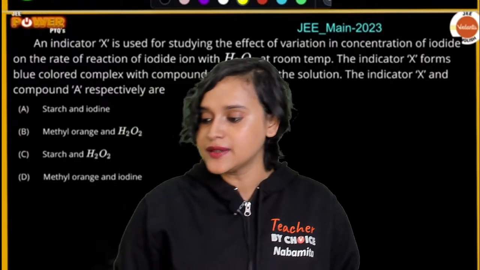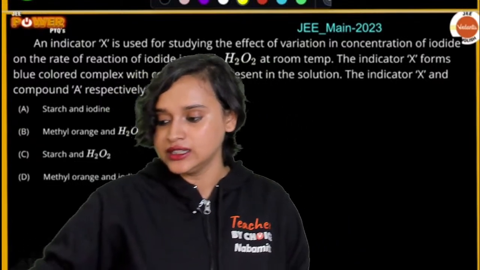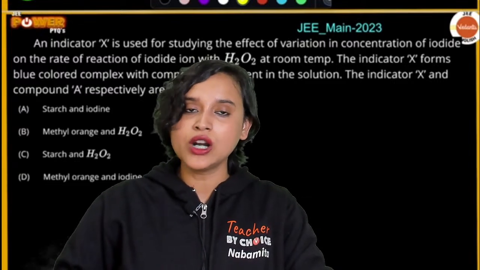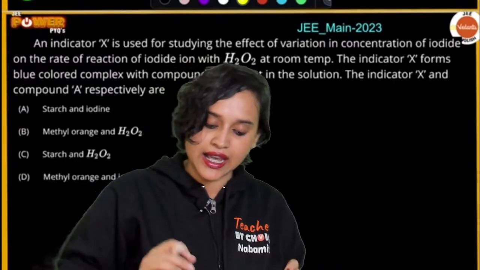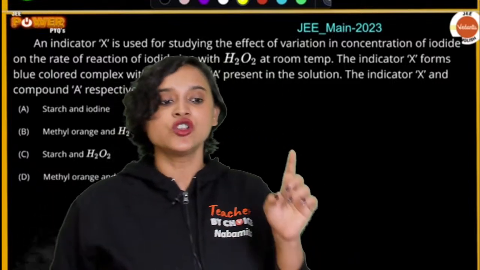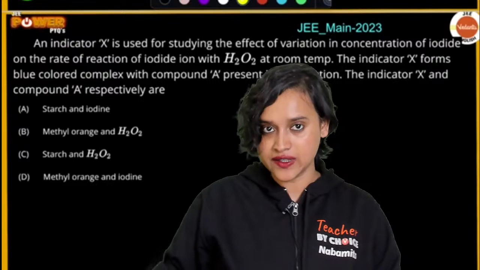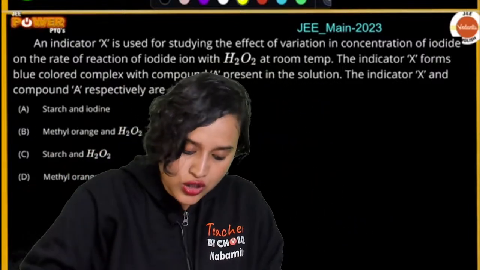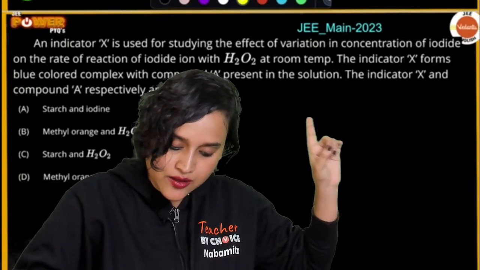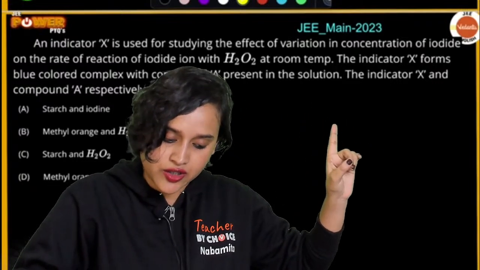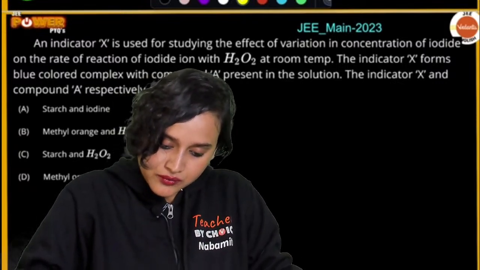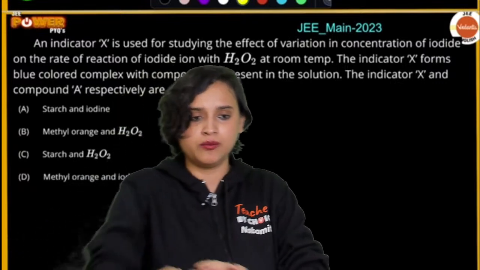Yes. So everybody, let us have a look at it. Now here what are they saying? They're saying that indicator X is used for studying the effect of variation in concentration of iodide. So here iodide ion is basically oxidized to iodine, isn't it? Indicator X is used for studying the effect of variation in concentration of iodide on the rate of reaction of iodide ion. Indicator X forms blue colored complex.